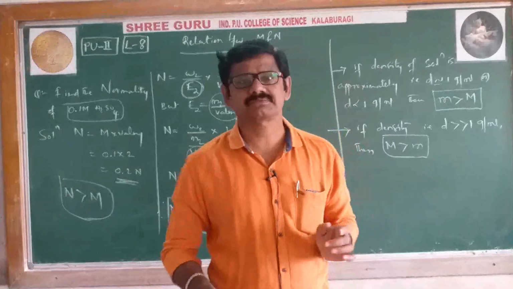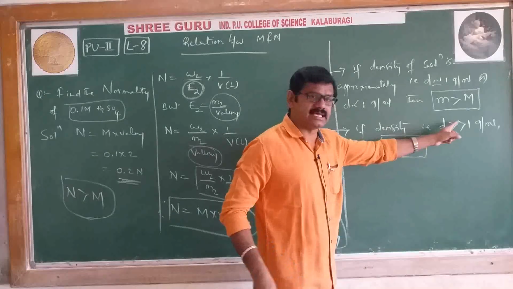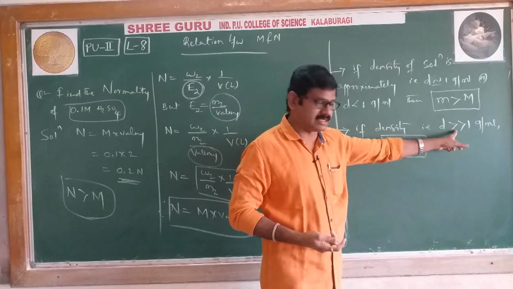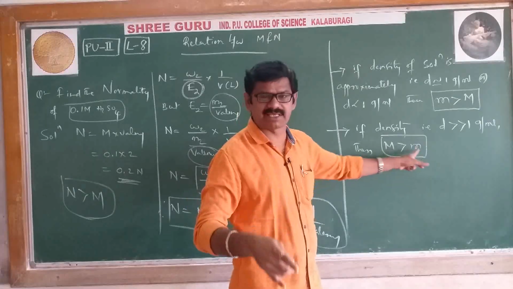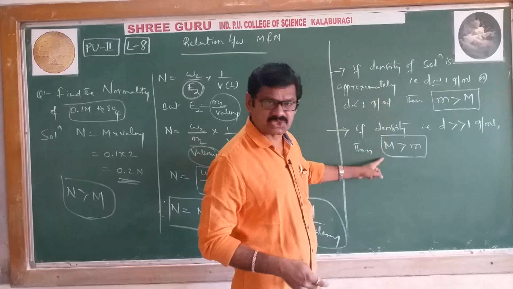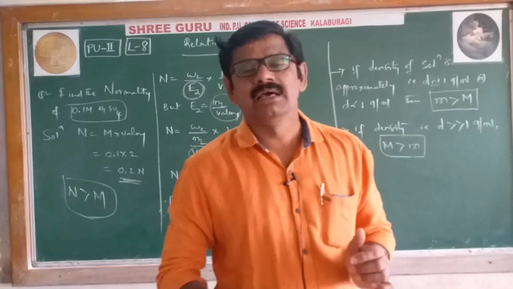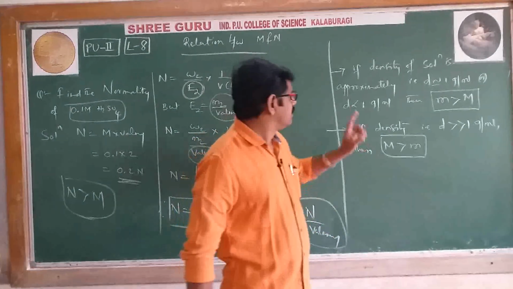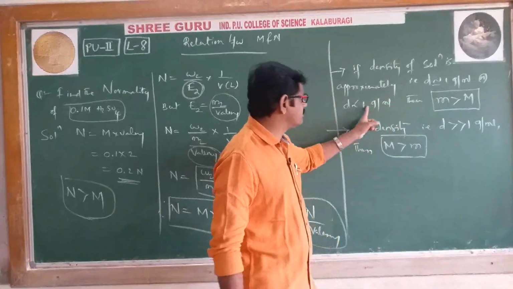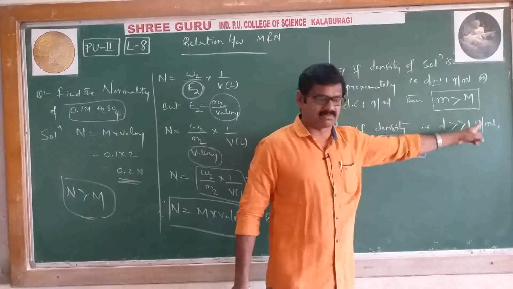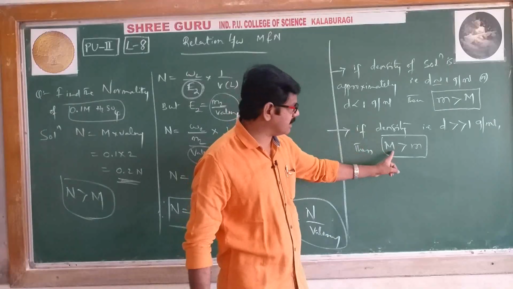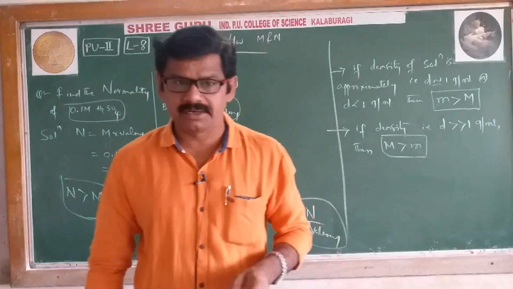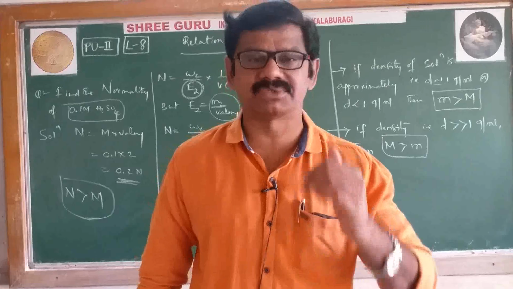This is note 1. What is note 2? If density is greater than 1, higher than 1, in that case molarity is bigger than molality. These two note points we have to remember, because they will be used while solving problems. Once again, when the density value is equal to 1 or less than 1, small m is bigger than capital M. When density is greater than 1, capital M is bigger than small m. Okay, right. Then we have completed the normality concept.